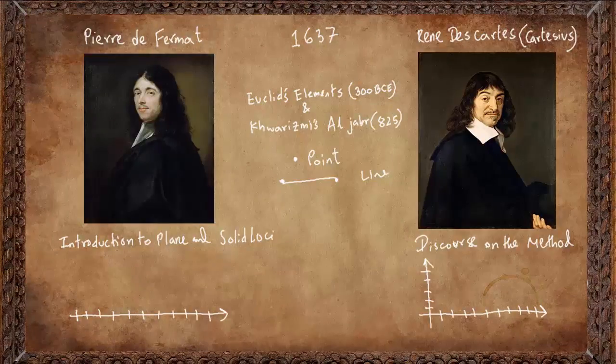The representation of geometry using algebraic symbols came in 1637. The new revolutionary method known as analytical geometry would pave the way for modern math. Pierre de Fermat and René Descartes independently came up with the idea and published their work in the same year. The idea is to combine two of the greatest works in math, Euclid's Elements and Khwarizmi's Algebra.